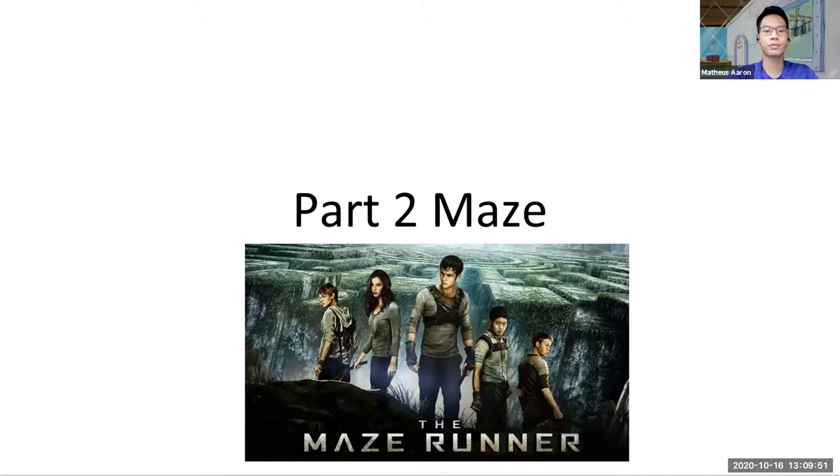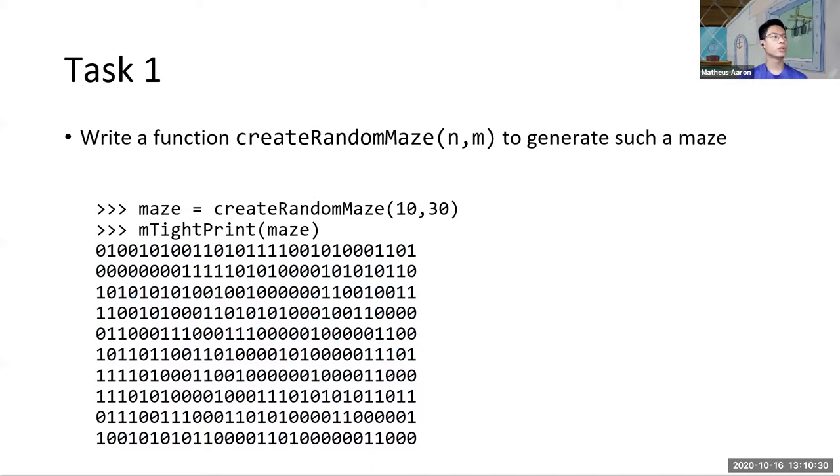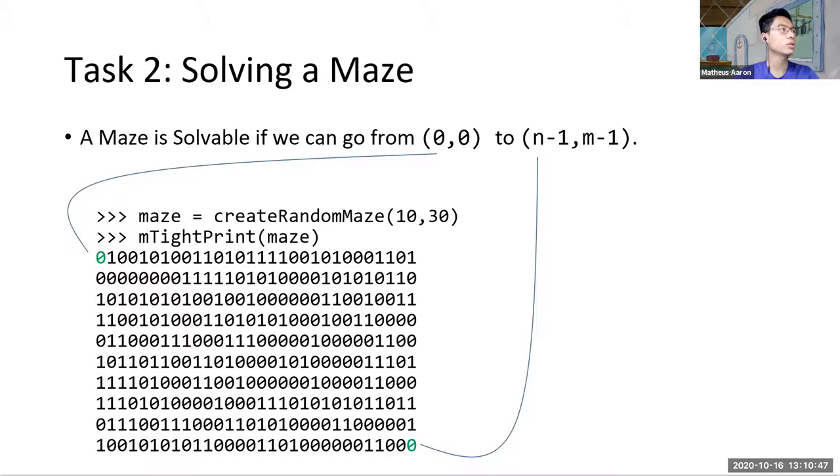So we have a maze like this, and the maze is defined by an R times C grid. The row is defined this way, where 0 is the pathway that you can go through, and a block is 1. In this maze, you can only move forward, backwards, left or right. You cannot go diagonally. So the first thing is you need to create a random maze to generate such a maze. A maze is solvable if we can go from 0, 0 to n-1, m-1.